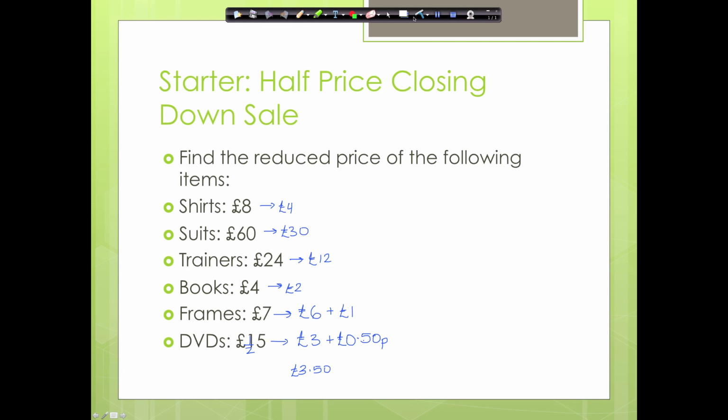Okay, the next one is for some DVDs. Again, we can use a similar method. So if I've got £15, I can split that up into 10 and £5, and then the answer will be £7.50. So 50% of £15 is £7.50.